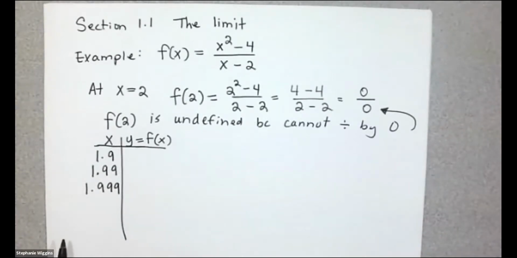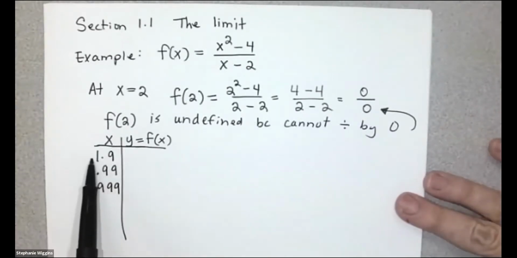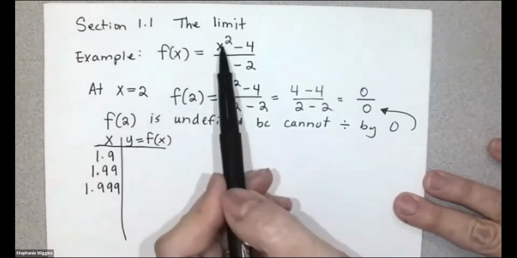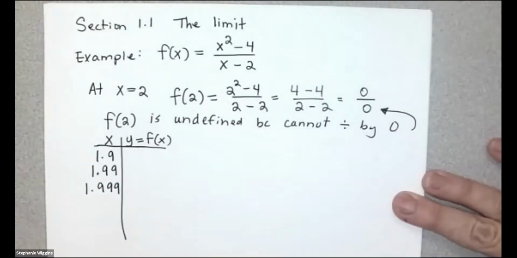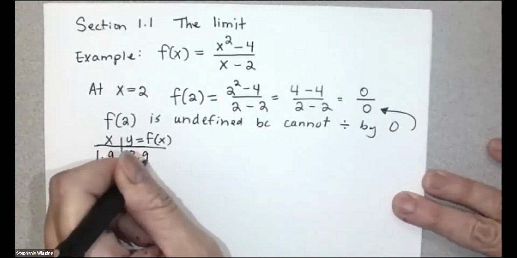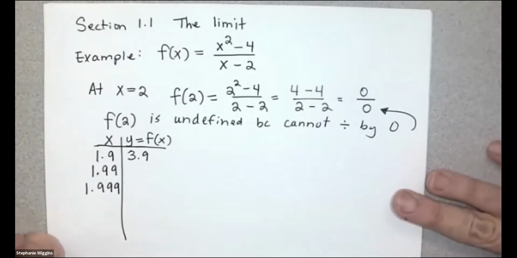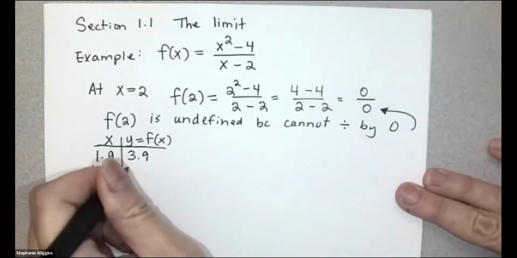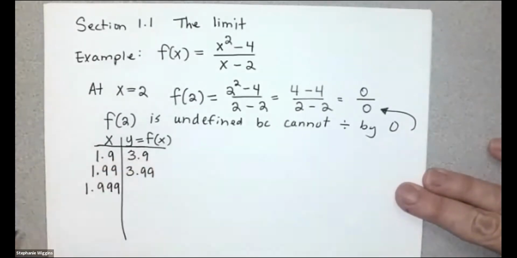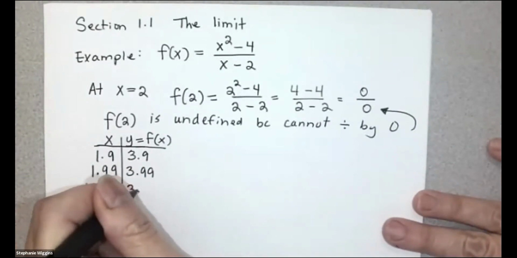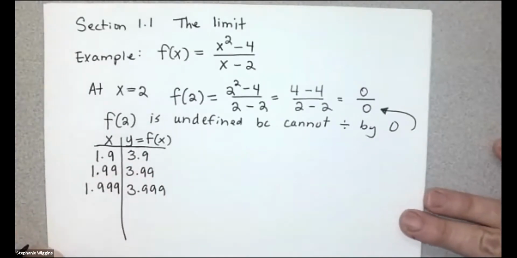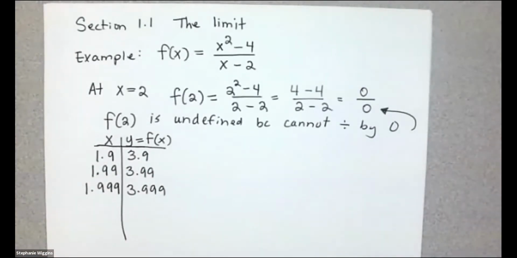If you do the calculation, I did this ahead of time. What I'm doing is I'm taking 1.9 and plugging it in here for x, and then I calculate what I get. The output for 1.9 is 3.9. If I put in 1.99, the output is 3.99. And if I put in 1.999, the output is 3.999. So you can see a pattern here. As x gets closer to 2, the y values are getting closer and closer to 4.